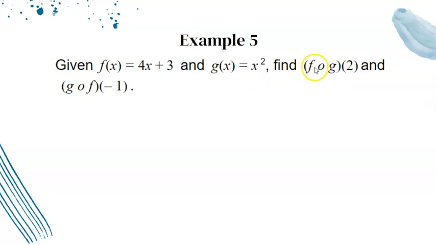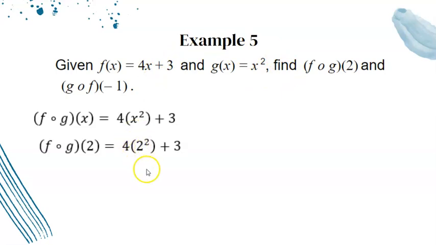The first way is to figure out what f of g of x would be, the equation. And so if I treated it like f of g of x, and I plugged the g equation into the f equation, then I could plug in the 2, and 2 squared would be 4, and 4 times 4 is 16, and I would get 19. Now, that works, and if you like that, you're welcome to do it. But I prefer this next method.